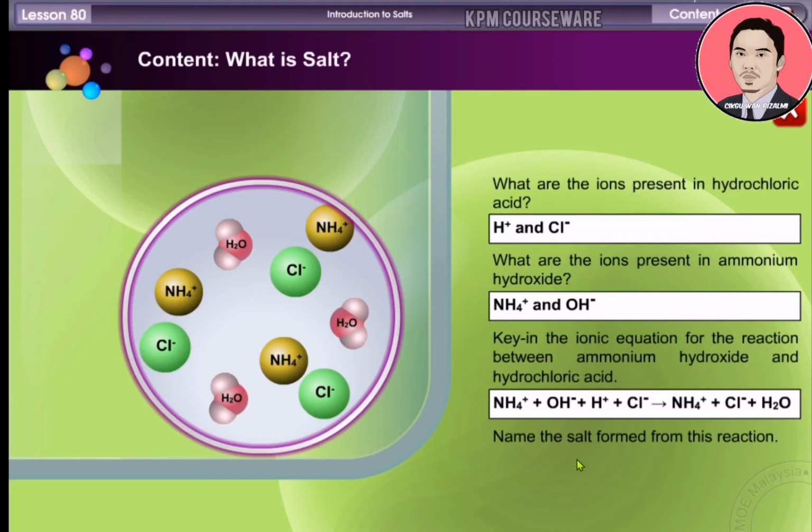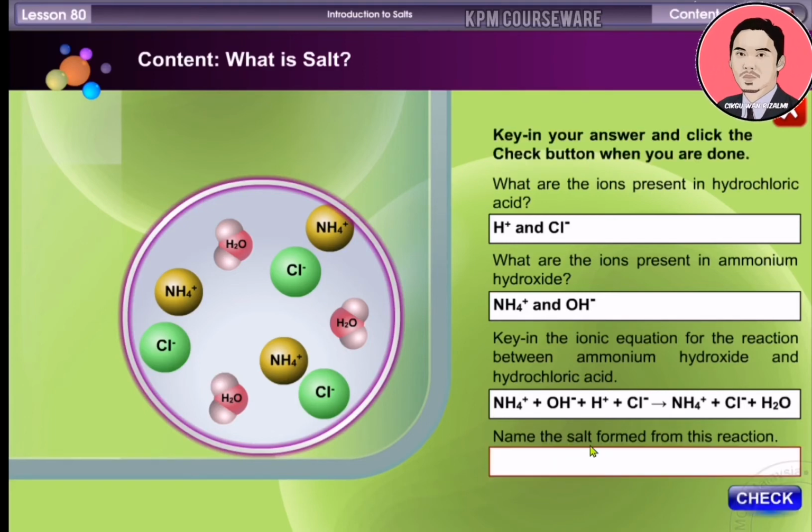Now, name the salt formed. Key in your answer and click the check button when you are done.